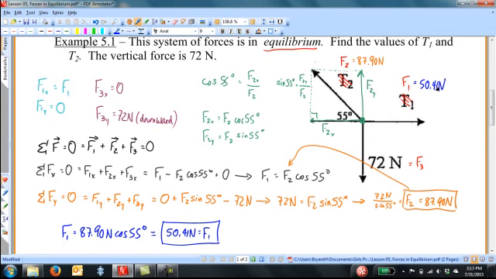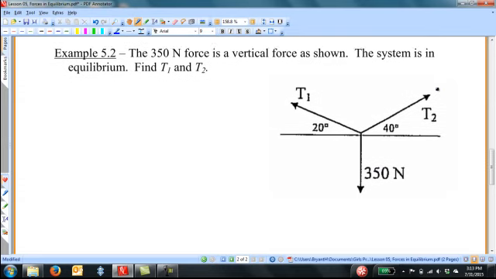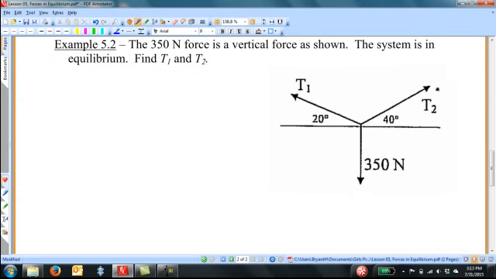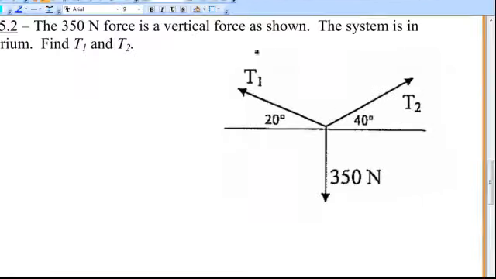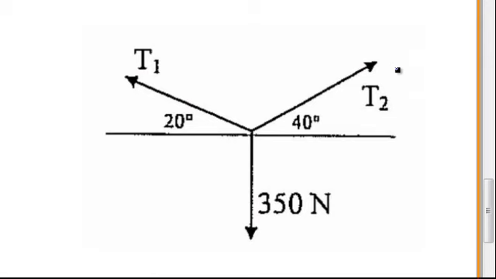Let's try another problem. Example 5.2. The 350 Newton force is a vertical force as shown. The system is in equilibrium. Find T1 and T2. Again, I'm going to change the T's into F's, and I will name the 350 Newton force F3.